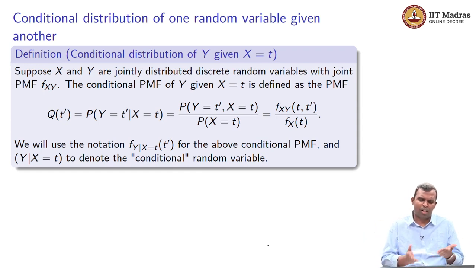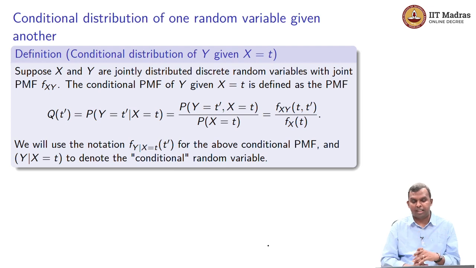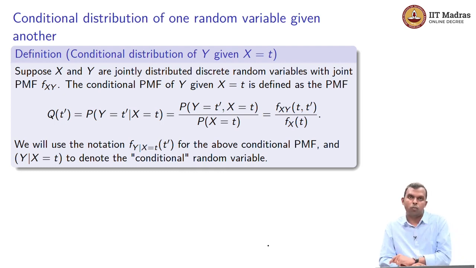It's very similar to the previous picture, except that this event A is now defined using another random variable. So let's say you have two random variables X and Y. These are jointly distributed. They have a joint PMF f_{X,Y}. The table is given to you. I'm going to define something called the conditional PMF of Y given X equals t. So X equals t has occurred. The random variable X has taken a value t. So the event X equals t has occurred. Now I can define the conditional random variable Y, which is conditioned on X equals t, and that's exactly the conditional PMF of that variable.